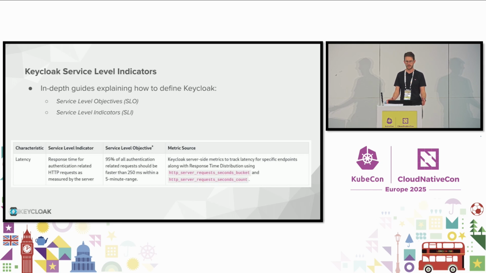This screenshot is of the table we provide, and it's an SLO related to latency, and we would say that we want 95% of all authentication related requests to be in the sub 250 millisecond range. Now, the indicator that you would use to ensure that objective is being met could be the response time for all HTTP requests as measured by the server. So in this table, we then provide a couple of metrics that could be used as the foundation for that indicator.